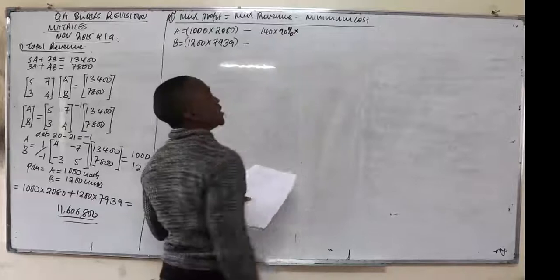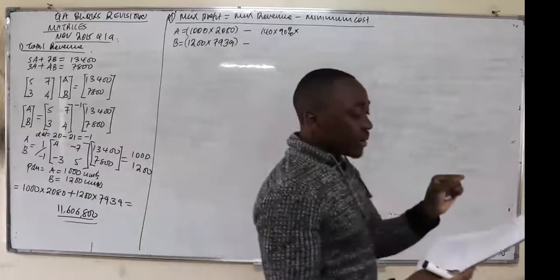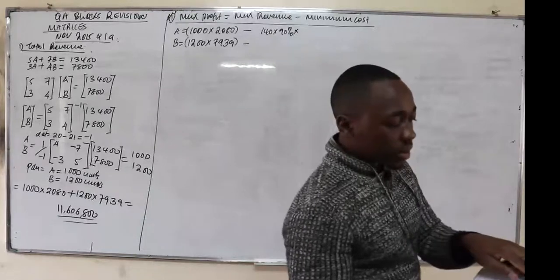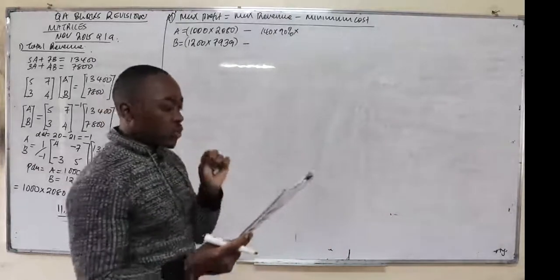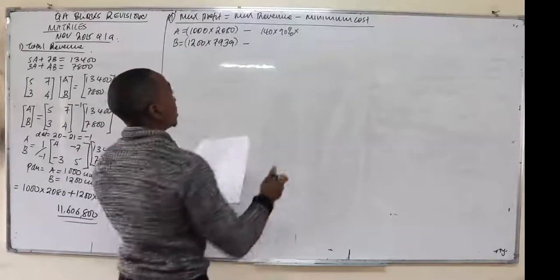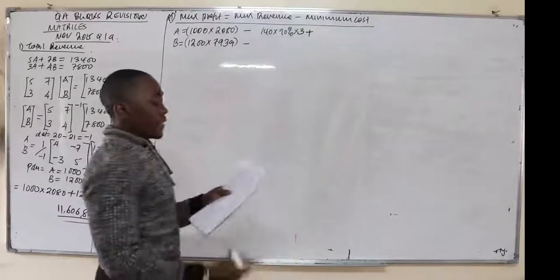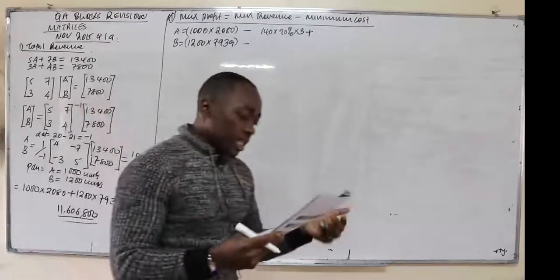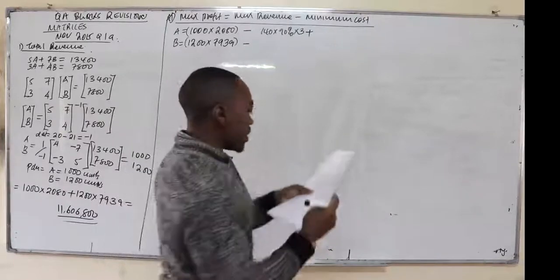But the 140 shillings is per hour. That's what we're told. It's labor per hour. It's 140. How many hours do we require to make each unit of A? We require 3 labor hours. Plus, we are looking at A. A also requires material. And how much is material cost per kilogram? Material cost per kilogram is 236.